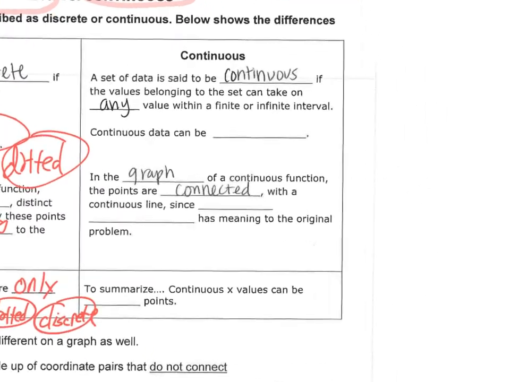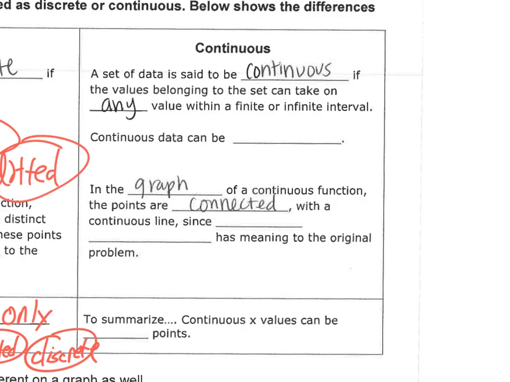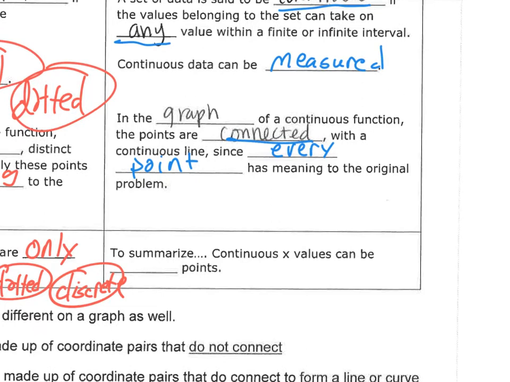All right, so we said that discrete is counted, and now we're going to take a look at continuous. So a set of data is said to be continuous if the values belonging to the set can take on any value within a finite or infinite interval. So continuous data can be measured. In the graph of a continuous function, the points are connected with a continuous line since every point has meaning to the original problem. So to summarize, continuous x values can be any point.